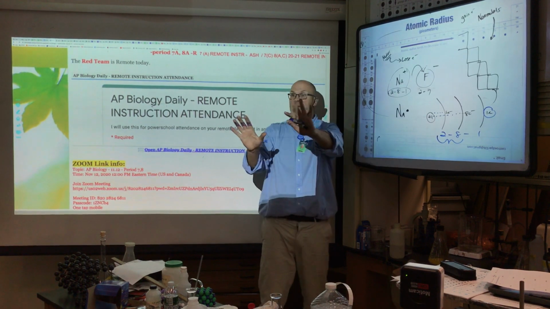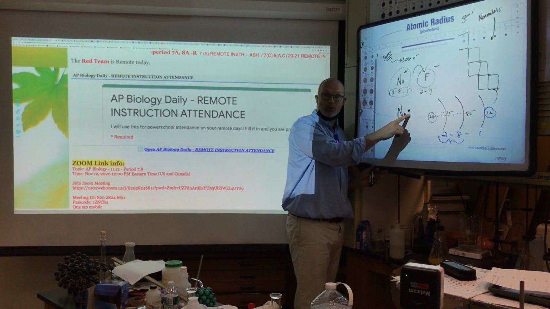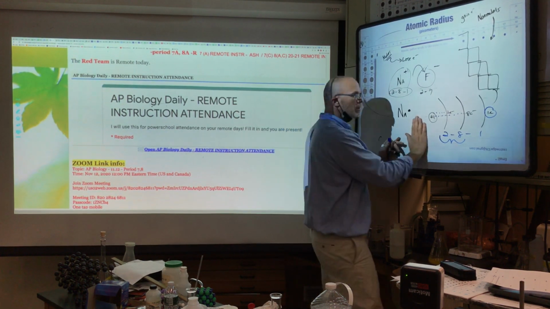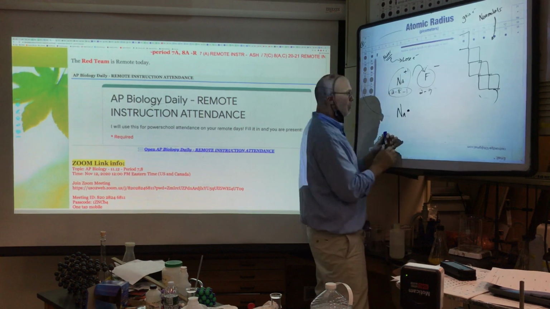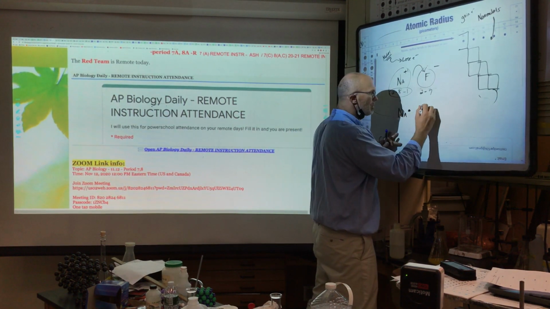So when we do Lewis dot diagrams today, and I'm going to walk you through some, I'm always showing the outermost dot. Okay? Now, what else do we have? The dot sheet too. You should have that, but we'll get to that.